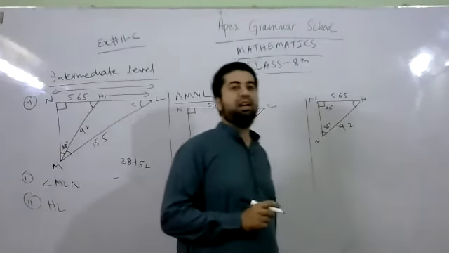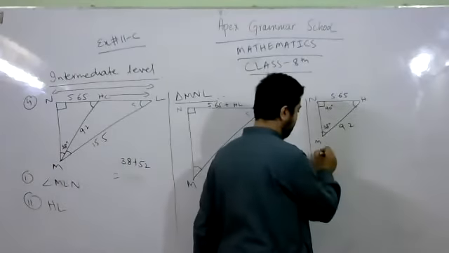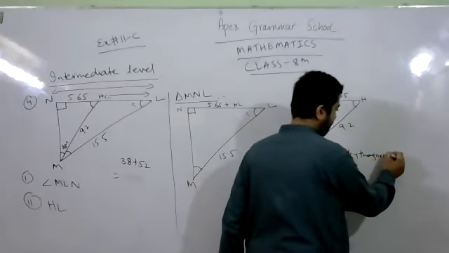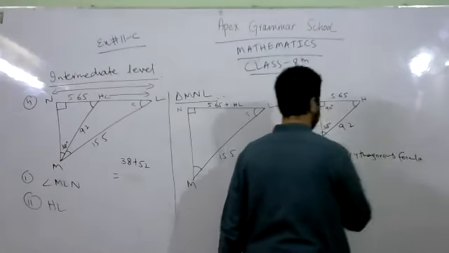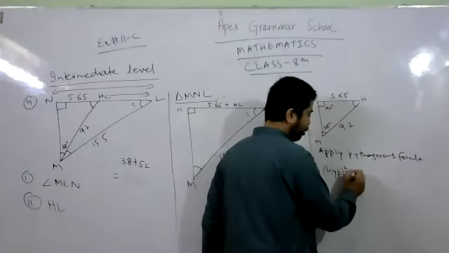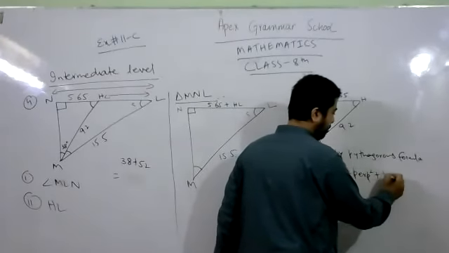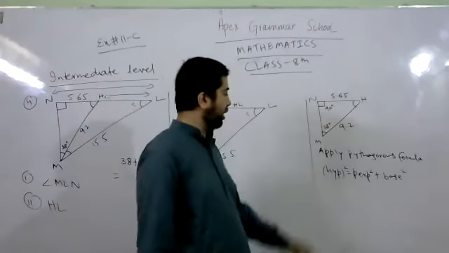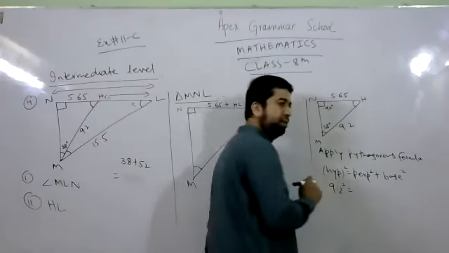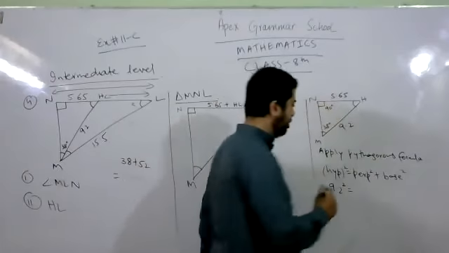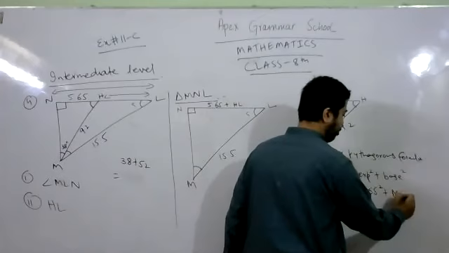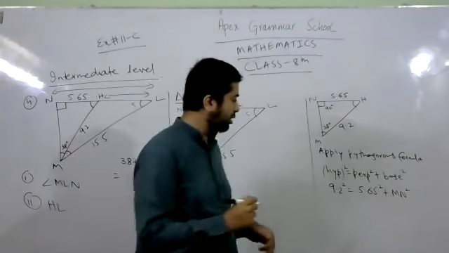How can you find the third side? That is to apply the Pythagoras formula. Pythagoras formula is hypotenuse square is equal to perpendicular square plus base square. Okay. Hypotenuse value is 9.2 square. Perpendicular here is opposite to basic angle, that is 5.65 square, plus base is here, MN, square. Okay, you can easily do this.